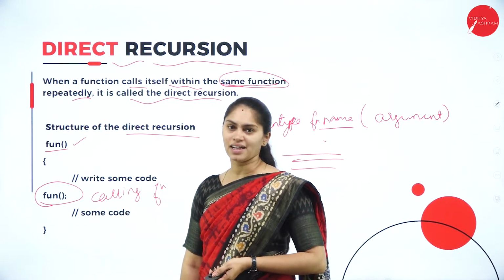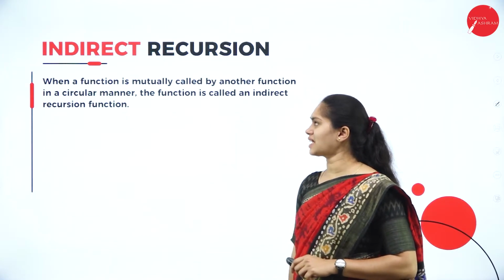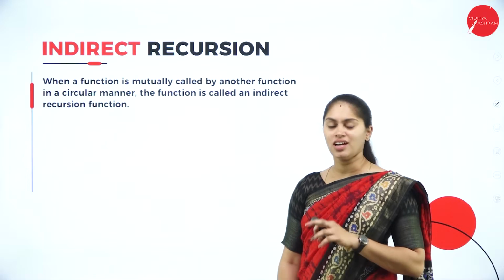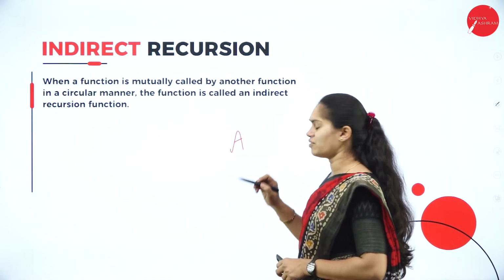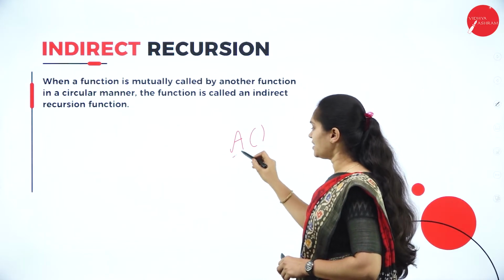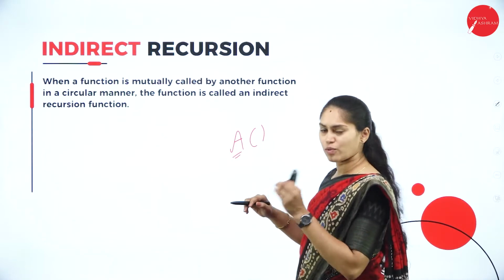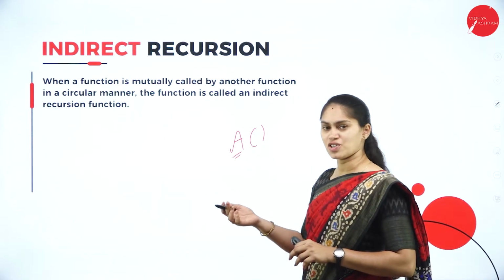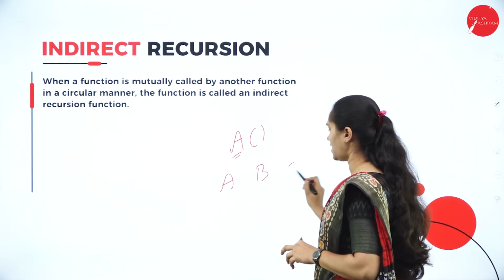So when a function is called in the same function repeatedly, we call that direct recursion. Now we'll see the second type of recursion, indirect recursion. What did we learn in direct recursion? For example, I have a function called A, and I want to call function A repeatedly. I don't require any other function to be invoked in order to invoke another function. That is direct recursion. So here, consider I have A, B, C as functions.